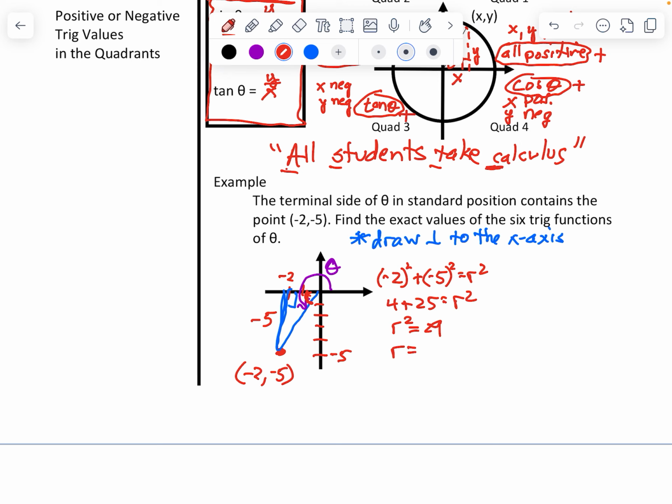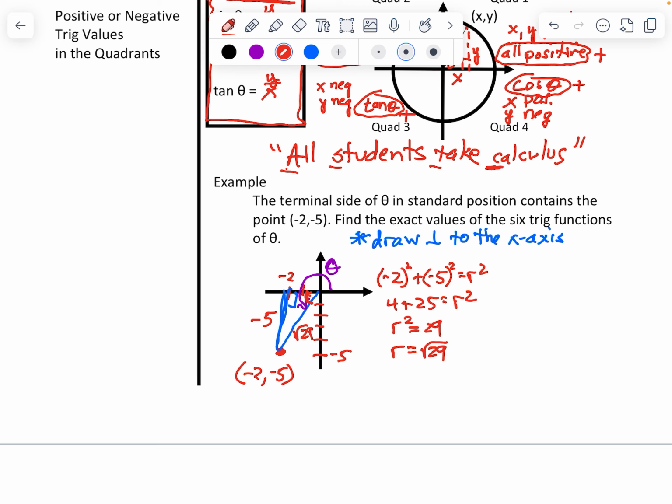r will equal the positive square root of 29. Remember, r can never be negative, so we don't do a plus or minus. We just do the positive. So I'm going to put the square root of 29 on this side here for my hypotenuse. And now I can do my 6 trig functions.